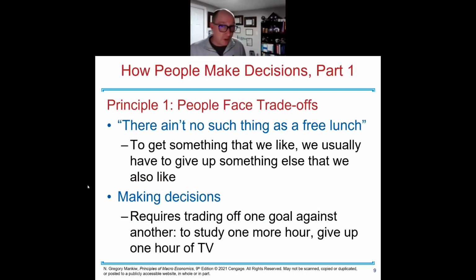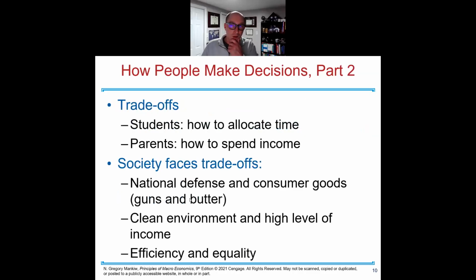So looking a little deeper at these 10 principles, people face trade-offs. You came to class today instead of working. The trade-off is you gave up an hour of work, an hour of wages to be here with me for an hour. So how you allocate your time, that's a trade-off. How parents spend their time, also a trade-off. Societal trade-offs include things like national defense versus consumer spending, clean environment versus a higher income, efficiency, overall quality. These are all trade-offs that we face.